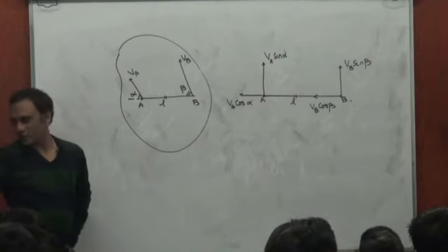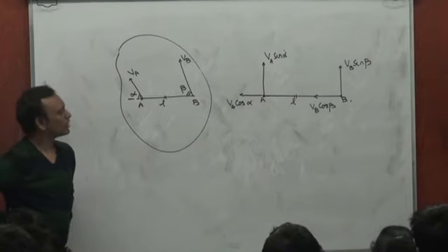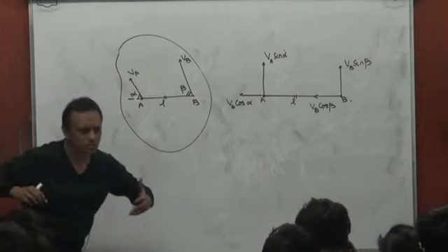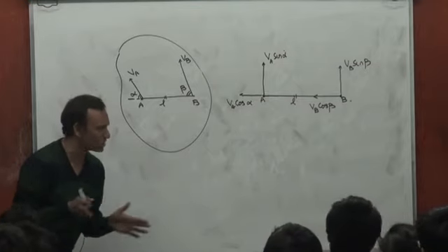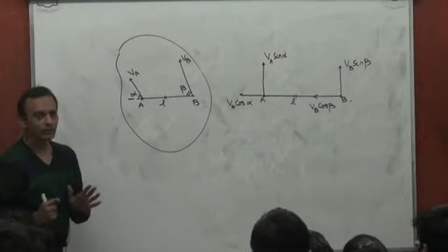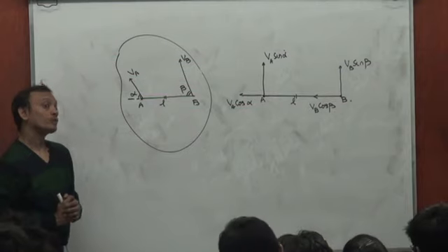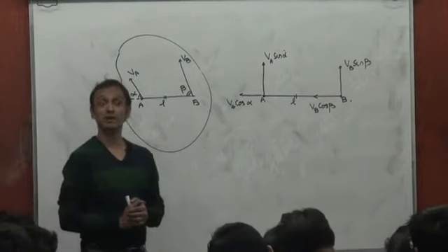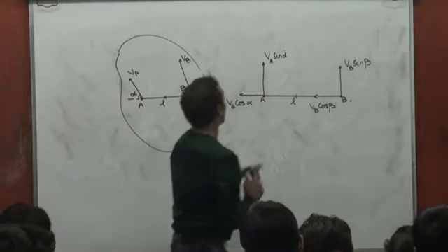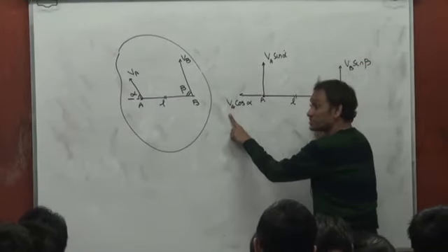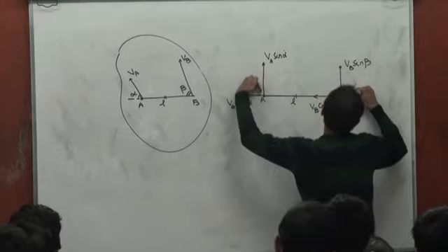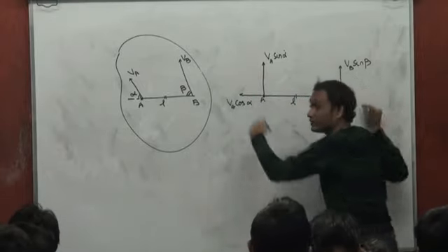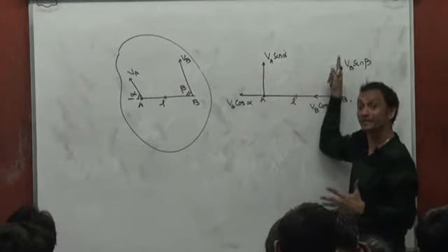VA cos alpha is VB cos beta. That's a rigid body requirement. Velocity along the line joining the two is 0. Right? So now somebody says, what's the velocity of A as seen by B? Their relative velocity in this direction is 0. So their net relative velocity has to be in this direction only.